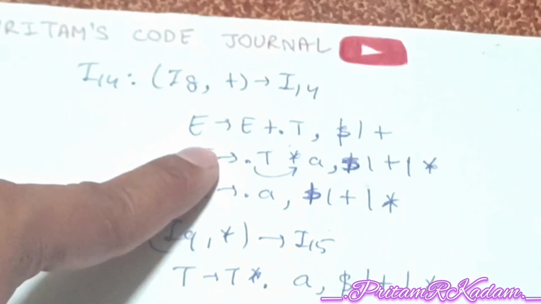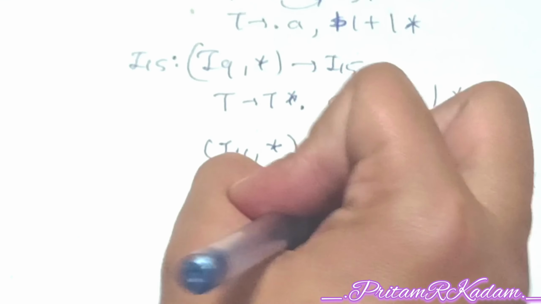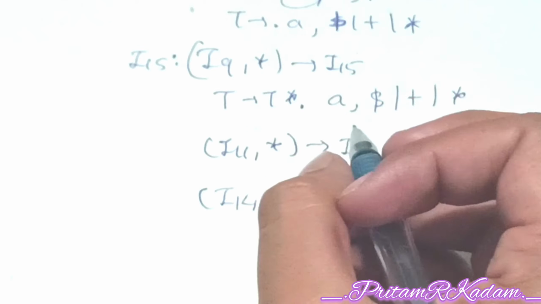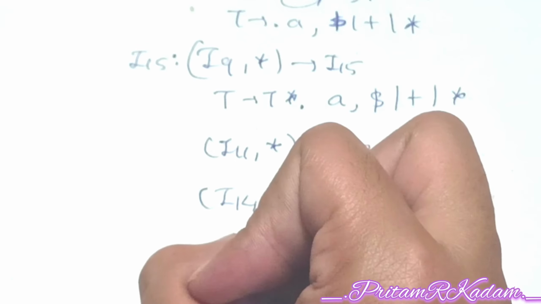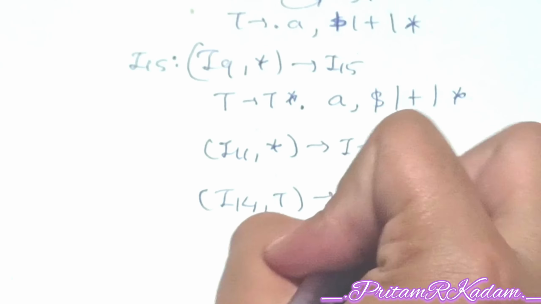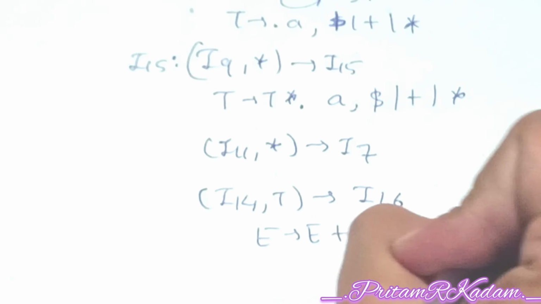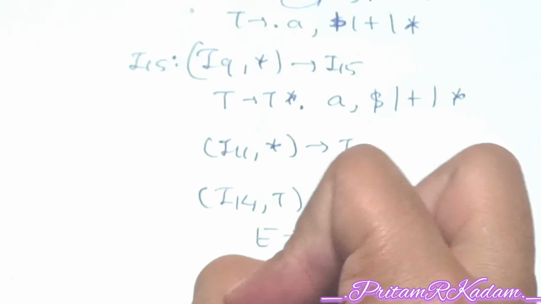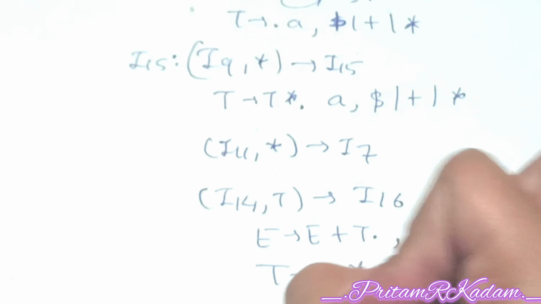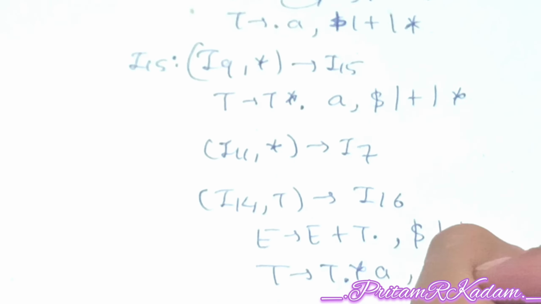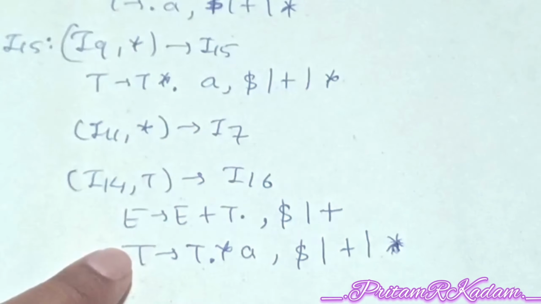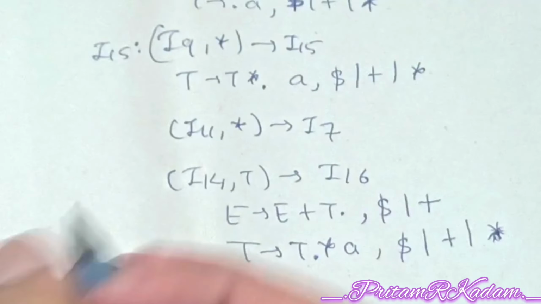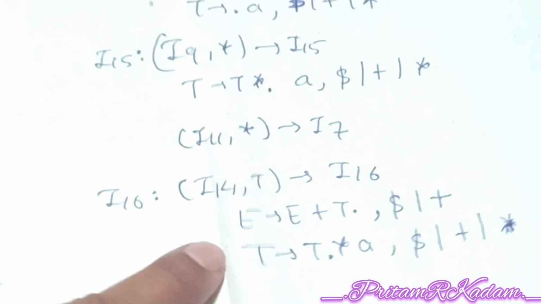So I14. I14 on T goes to I16. Let us write it down. I16 will have two productions. First, E gives E plus T dot, with look ahead dollar and plus, and another as T gives T star A with dot after the T, and look ahead dollar, plus and star. So now we have completed I16. Let me just write I16 over here.